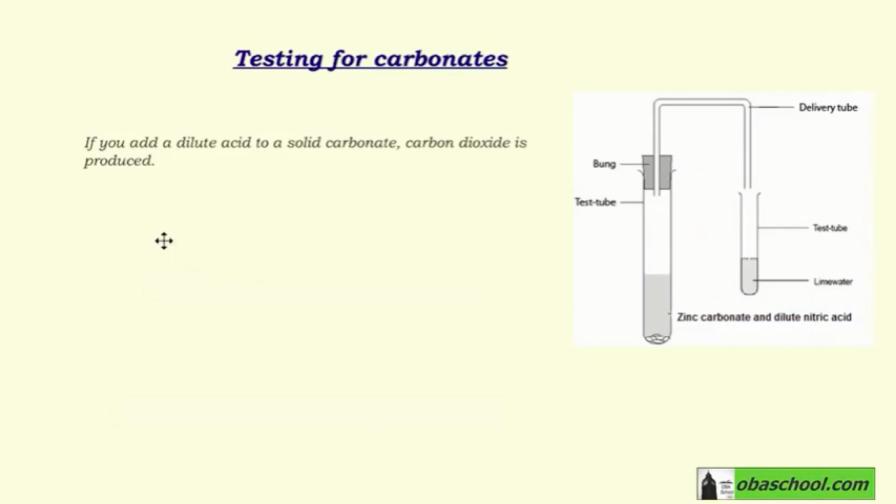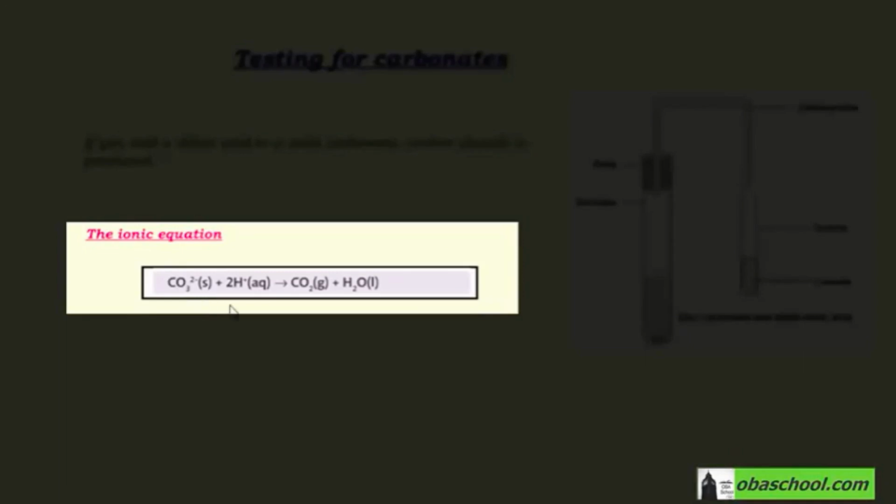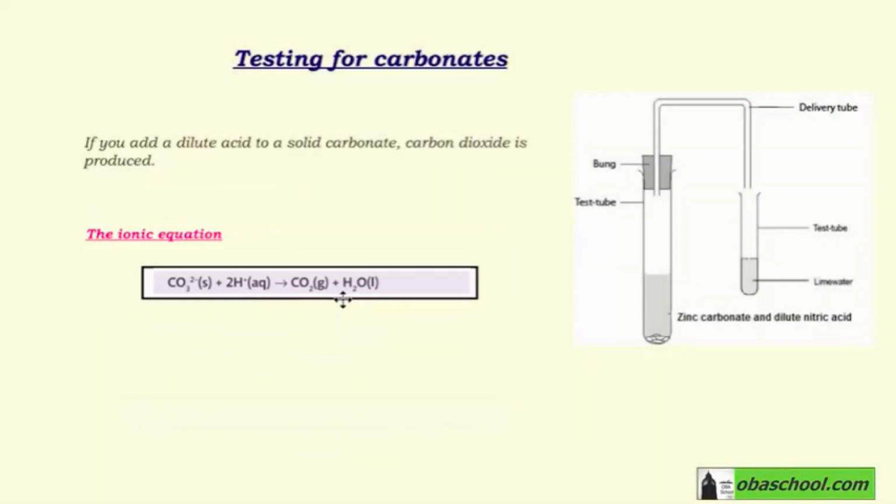The ionic equation is carbonate plus H+, which is the acid, reacts to give carbon dioxide plus water. This is the carbon dioxide gas we obtained from the reaction between carbonate and the acids.